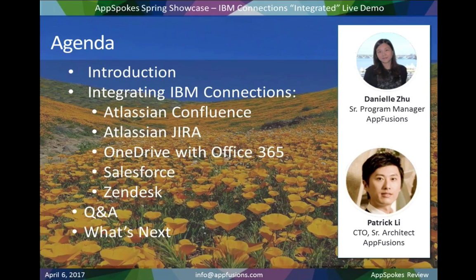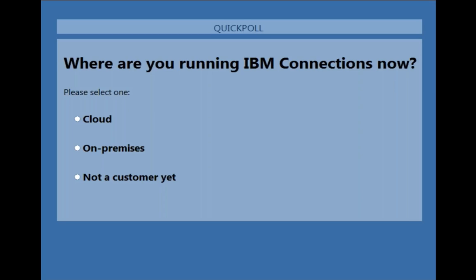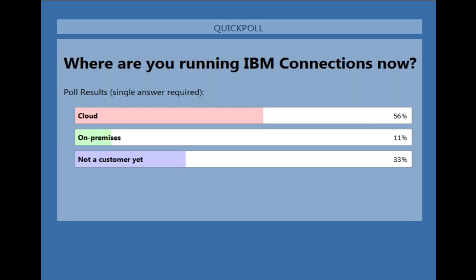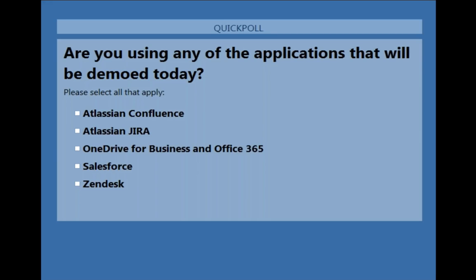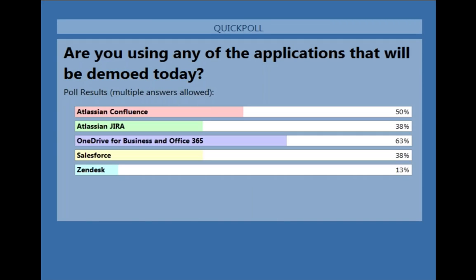So before we get going, a couple of quick polls. The first question should show up in your screen shortly. Okay, please select the answer that is applicable to your organization. Here's the result. Second poll. We are curious. Do you use any of the 5 products currently in your organization? All right, and here's the result.